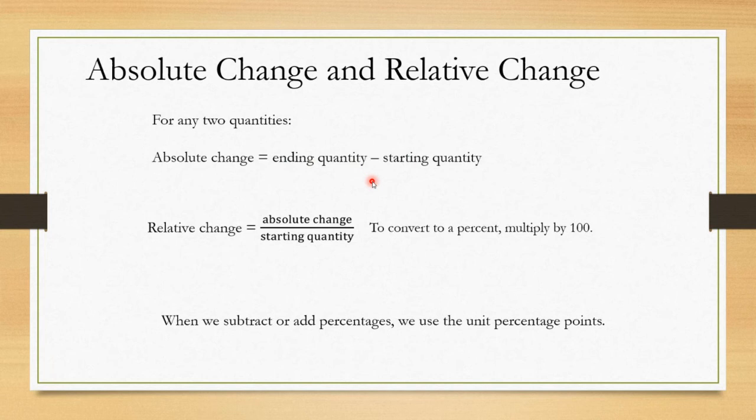And then from there, you can form what's called the relative change. To get that, you just divide by the starting quantity. Then you can convert this to a percent if you want. You just multiply by 100 and you get the percent change. So the percent change is the relative change expressed as a percentage. And again, you just multiply by 100. That's all you do.